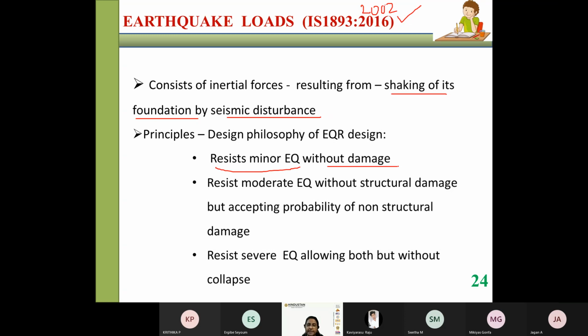Because you have minor earthquake, moderate, and severe. And can I hear from the Ethiopian students, what is your area? How is the earthquake? Is it earthquake prone or is it safe?